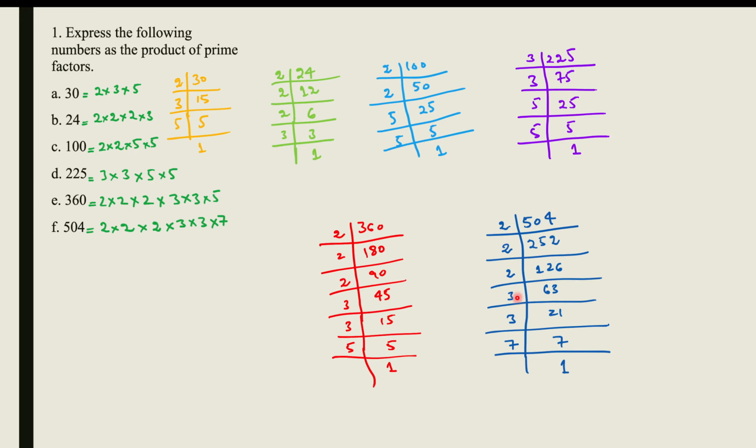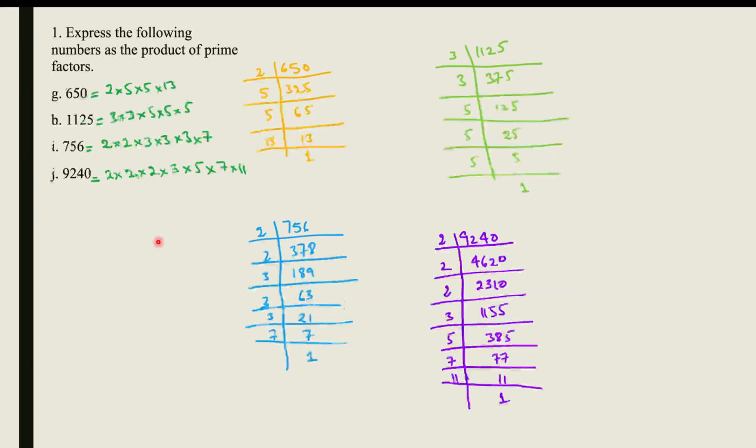3 multiplied by 21 is equal to 63. 3 multiplied by 7 is equal to 21, and then 7 multiplied by 1 is equal to 7. Whenever we get 1 in here, we stop. So these are the factors, again written in ascending order with multiplication sign between them.